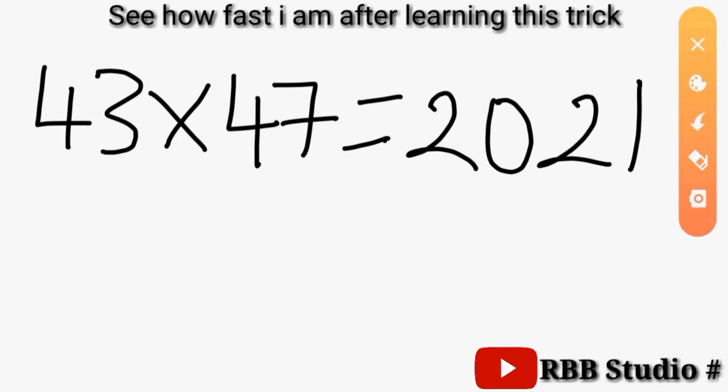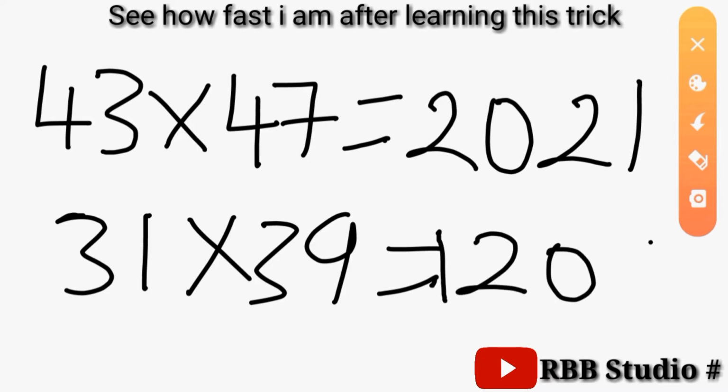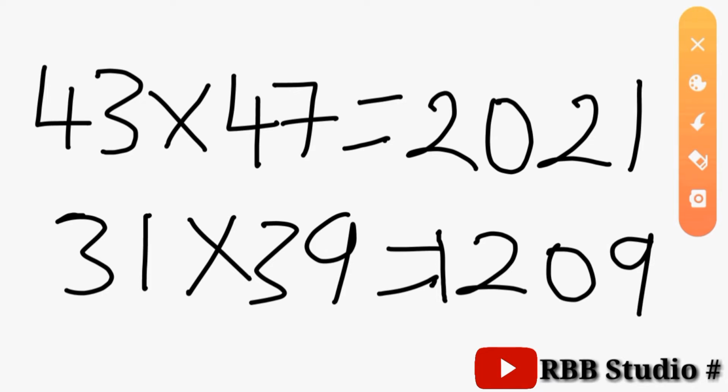2021. Okay, let's take 31 times 39. Okay, and the answer is 1209. Okay, so I'm going to show you the trick under this and how I got it fast anytime I write it.